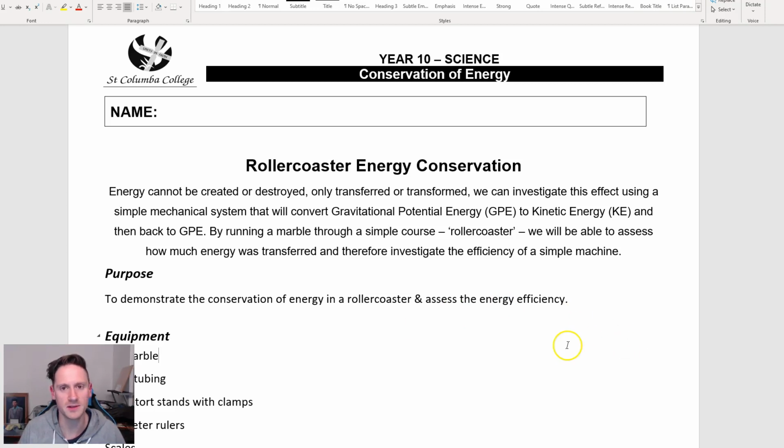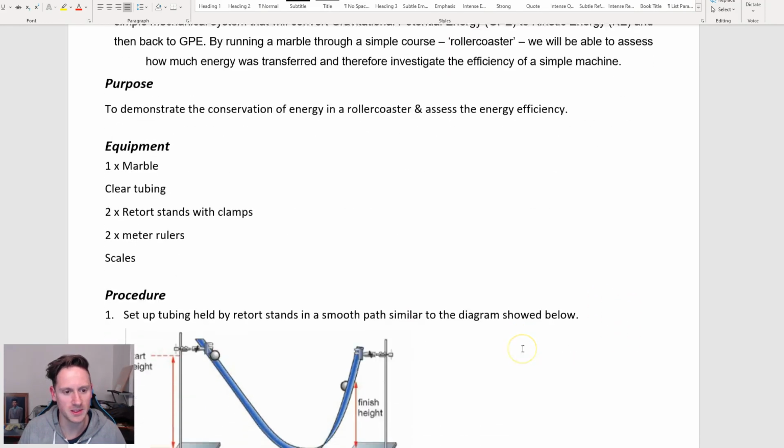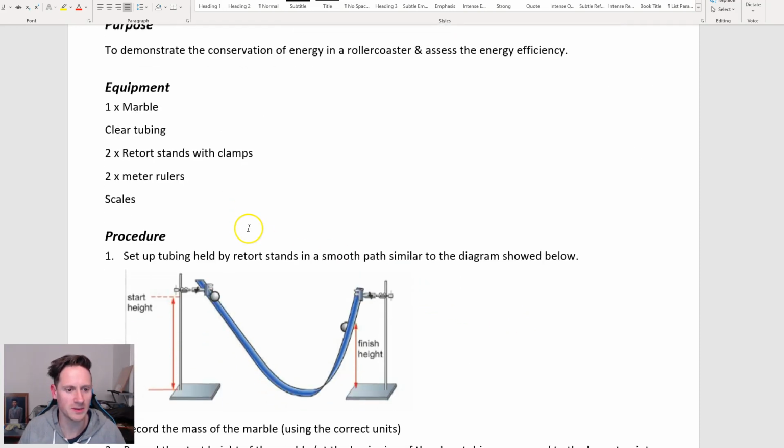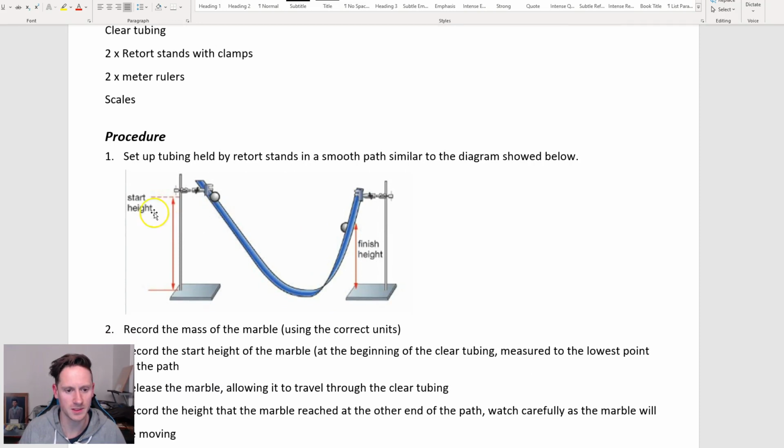So there's a few key concepts here, and I'll talk you through what we need to do. If you're doing this in class, essentially what you're going to be setting up is a simple roller coaster. We've got a diagram here. We're going to have two retort stands with clamps, and we're going to attach those to some plastic tubing. And we're going to be rolling a marble down our little makeshift roller coaster. The marble is on the inside of the tubing.